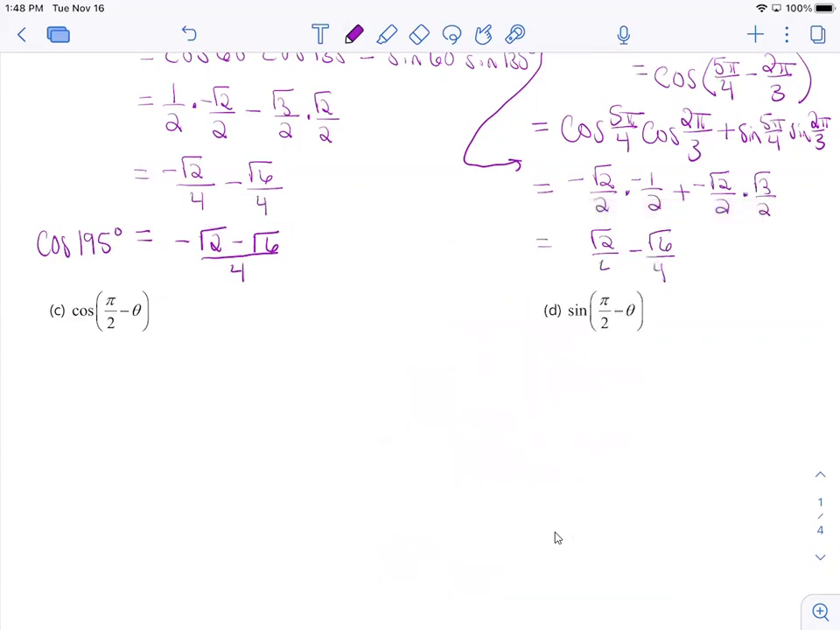You can leave it like that, or, since I ran out of space, I'm going to move this way. You can put it over the same denominator, but that is as far as you can go. You can't combine those things. So cosine of 7 pi over 12 equals that exact value. It's pretty close to the other one. The whole purpose of this is teaching you how to break up an angle you're trying to evaluate into two things you actually can find on your unit circle.